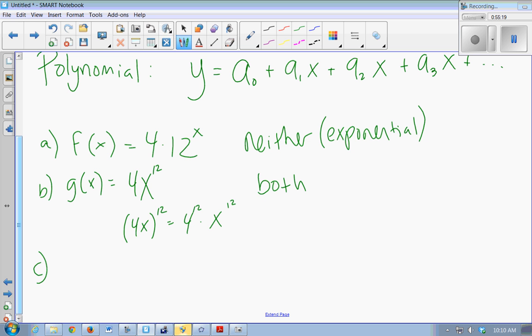And then number 3 is 1 minus 4x to the 12th. Now it's not a power function because it's got 2 terms. A power function can only have 1 term, ax to the b. So this is a polynomial. It's got 2 terms. The exponent is a positive integer. So this is a polynomial.